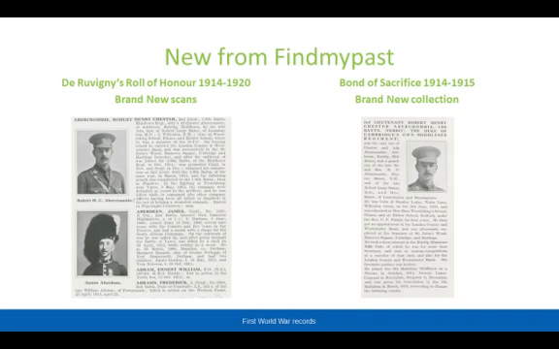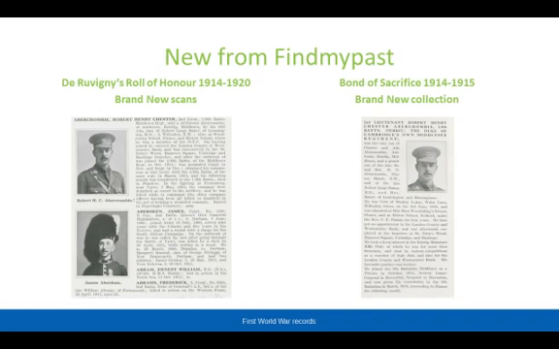These are new from Find My Past, newish. De Ruvigny's Roll of Honour, 1914 to 1920. We've got brand new scans of that, 3 of the volumes. Anyway, there are 5 volumes, and we've got scans of 3 of them. Bond of Sacrifice is a new collection from us, that gives officer biographies.